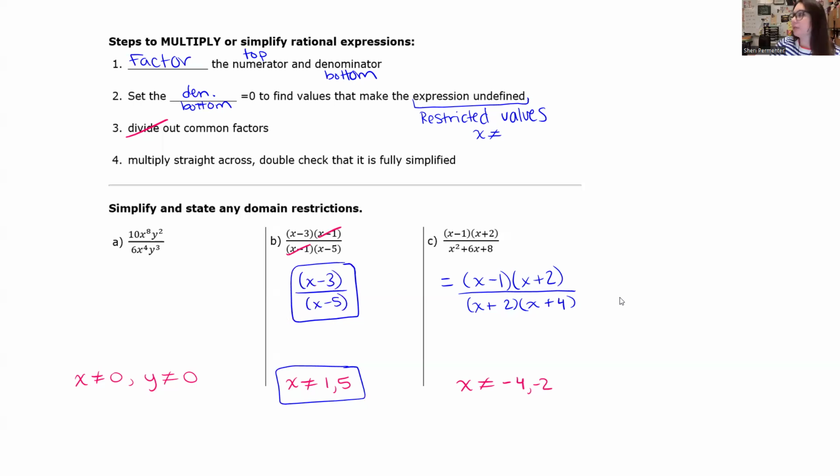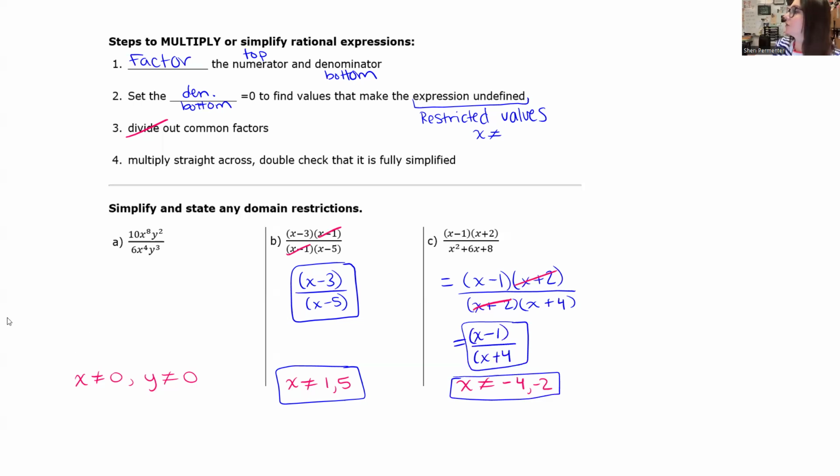For example C, do you see any repeated factors that match in the numerator and denominator? X plus 2. So you mark them out and we'll rewrite the problem. Both of these are your answer.